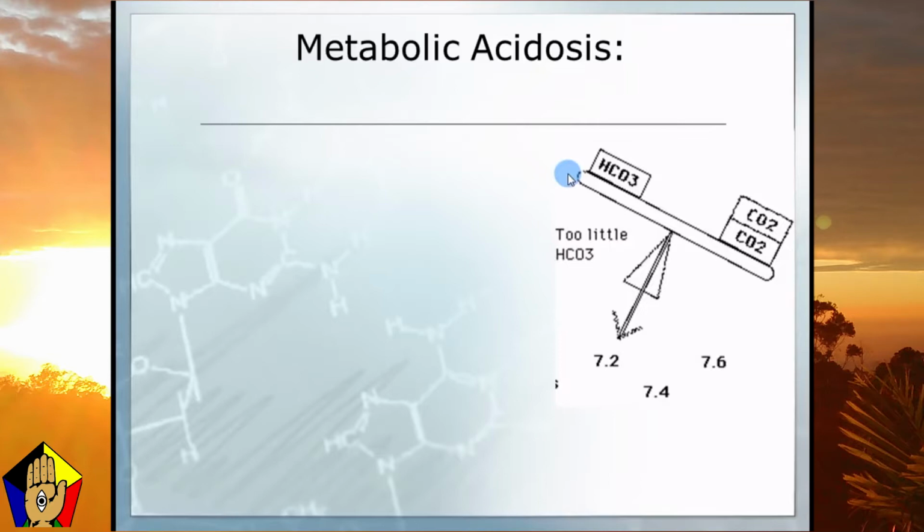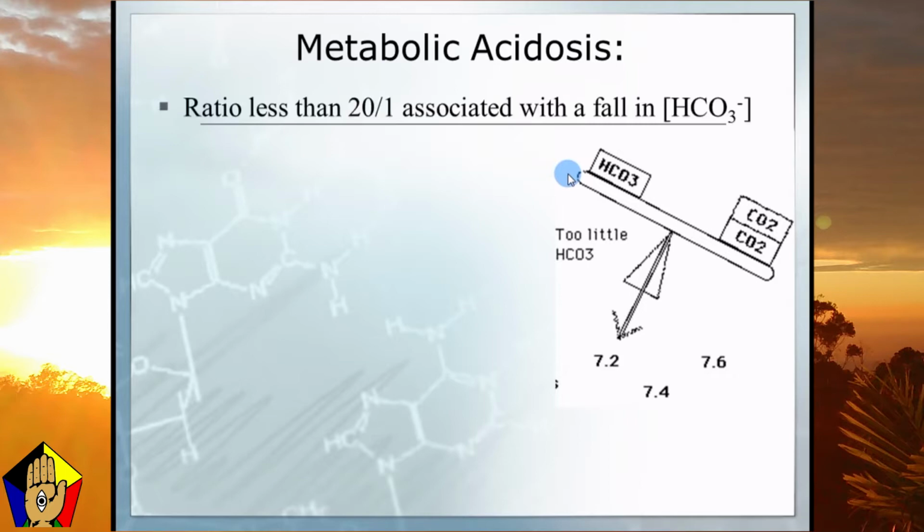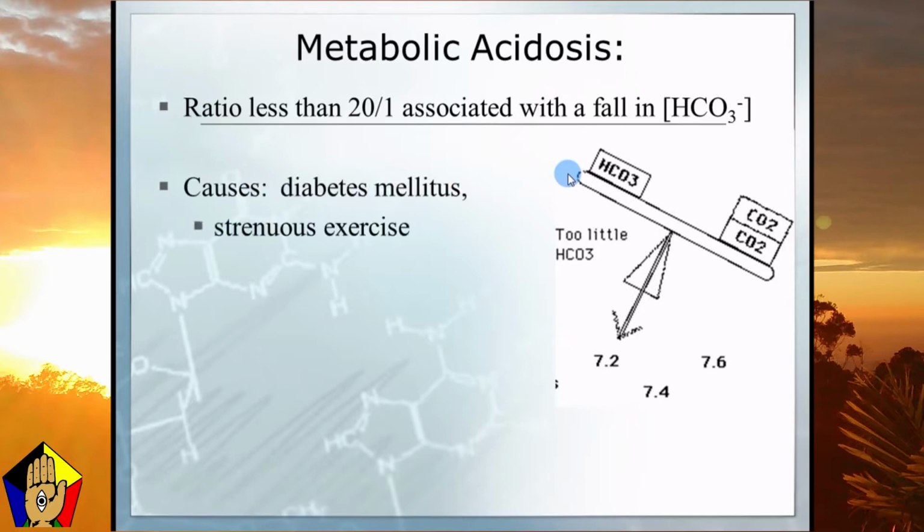Metabolic acidosis means it's not the lungs. Acidosis is telling you what happened to the pH. It dropped below 7.35. What happened to the ratio of 20 to 1? It went lower than 20 to 1. Right? And in this situation, it's because of bicarbonate. Right? So some causes: diabetes mellitus. Diabetes, you build up things like ketone bodies or ketone acids. Strenuous exercise that leads to lactic acids.